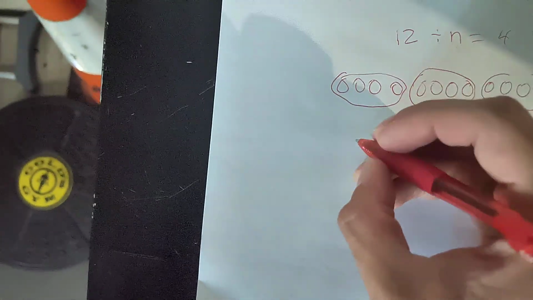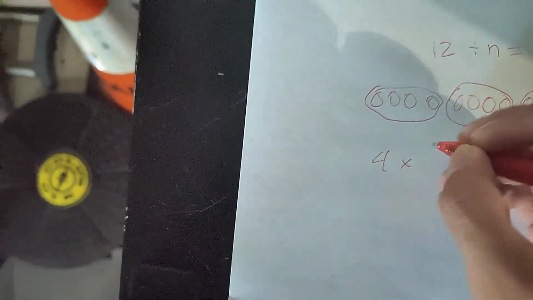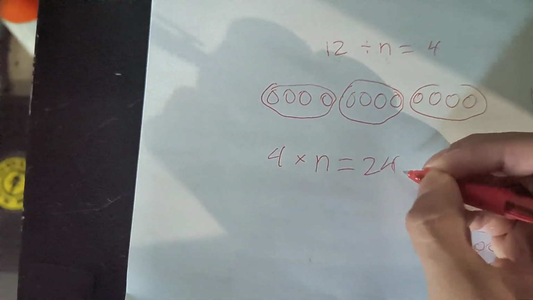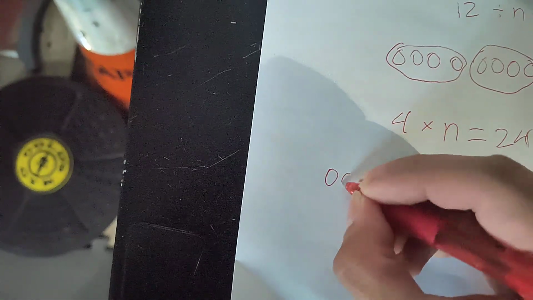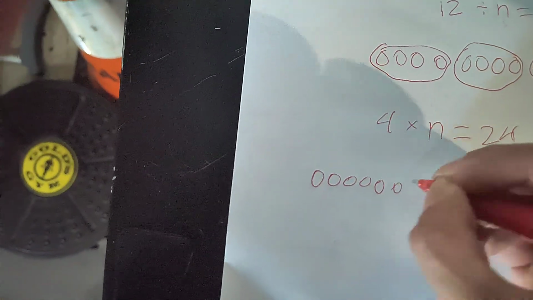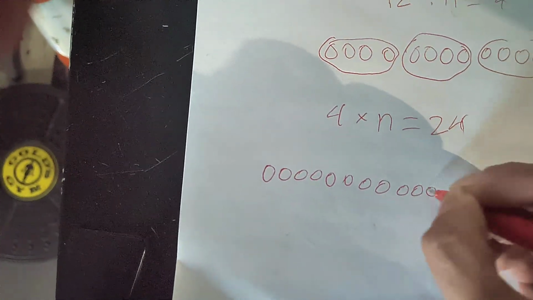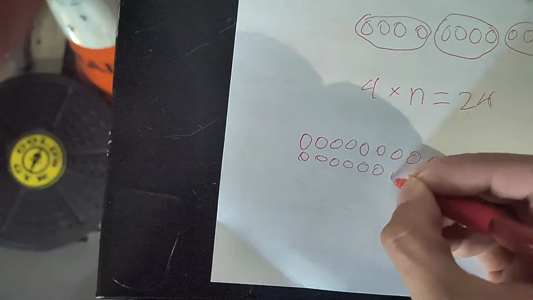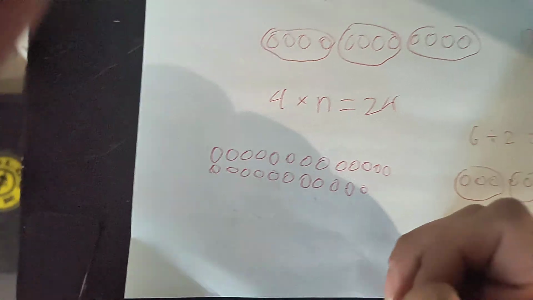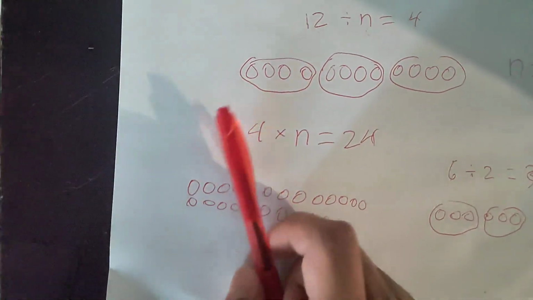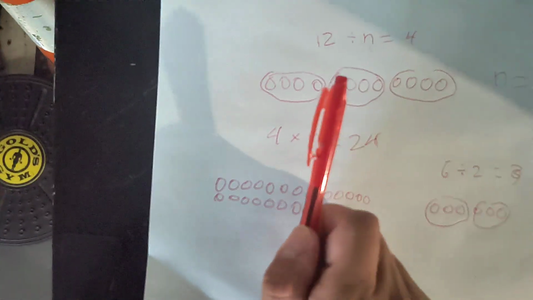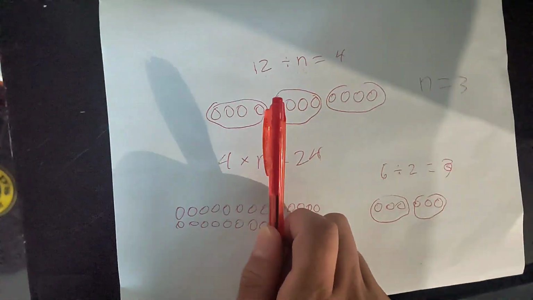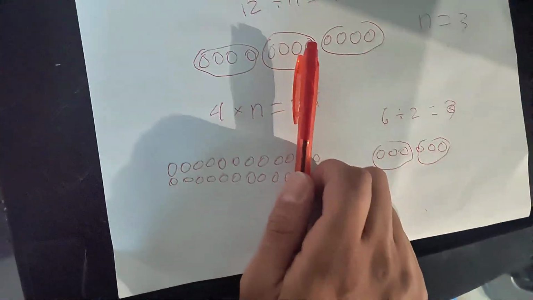Okay, let's say we have an equation 4 times n is equal to 24. So let's start with 24 circles. 1, 2, 3, up to 24. Okay, we have 24 circles. So we know that 4 times n is 24, so we know that 4 added a certain amount of times is equal to 24.